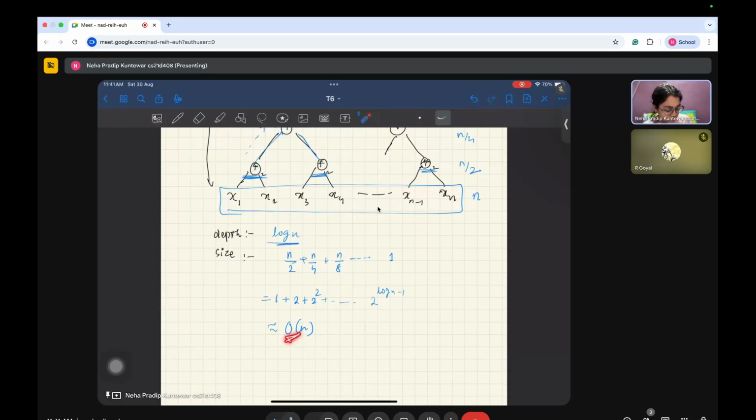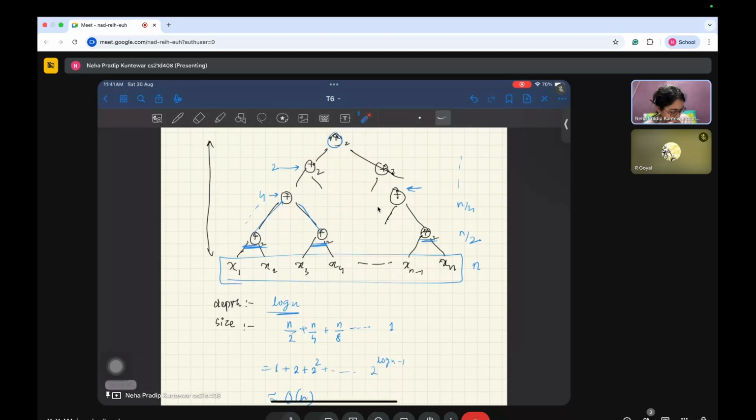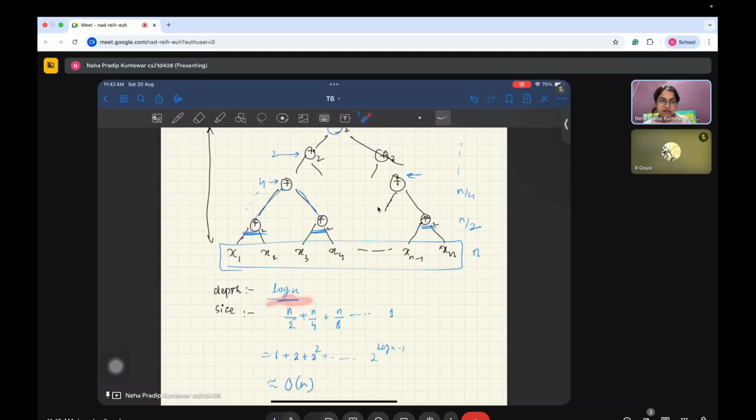Maybe the constant here, okay, is it just n or is it something larger than that? This is a GP, so there would be log n terms, therefore the sum will be of the order of n. So in this case we didn't really blow up on the size, but we achieved a better depth.